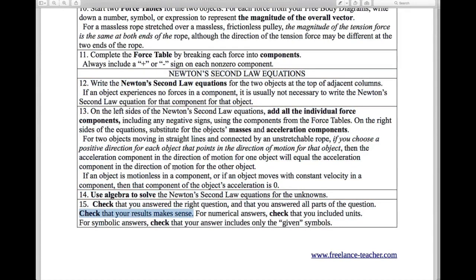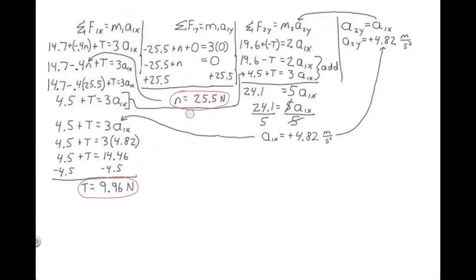We have one more check left to make. We need to check whether our results make sense. Does it make sense that our results for n and t are positive? Well, the symbols n and t, written without arrows on top, stand for magnitudes. And a magnitude can never be negative. So yes, it does make sense that our results for n and t are both positive. If either of these results were negative, then we'd know that we had made a mistake.